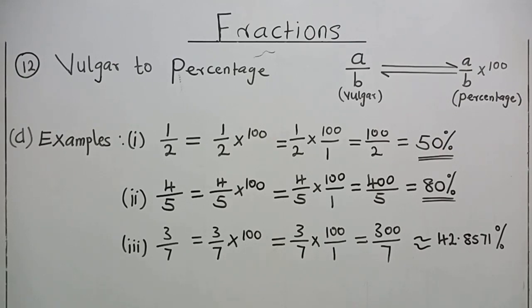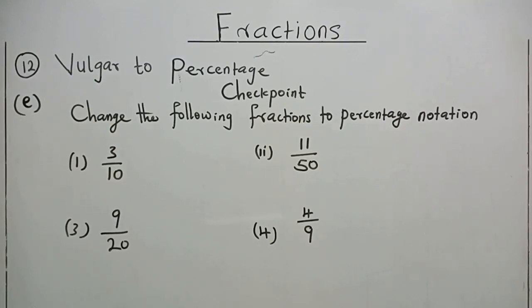Watch out for exercise. And here comes the checkpoint. It says change the following fractions to percentage notation. The first is 3/10. And the second, that's number 2, is 11/50. Number 3 is 9/20. And number 4 is 4/9.